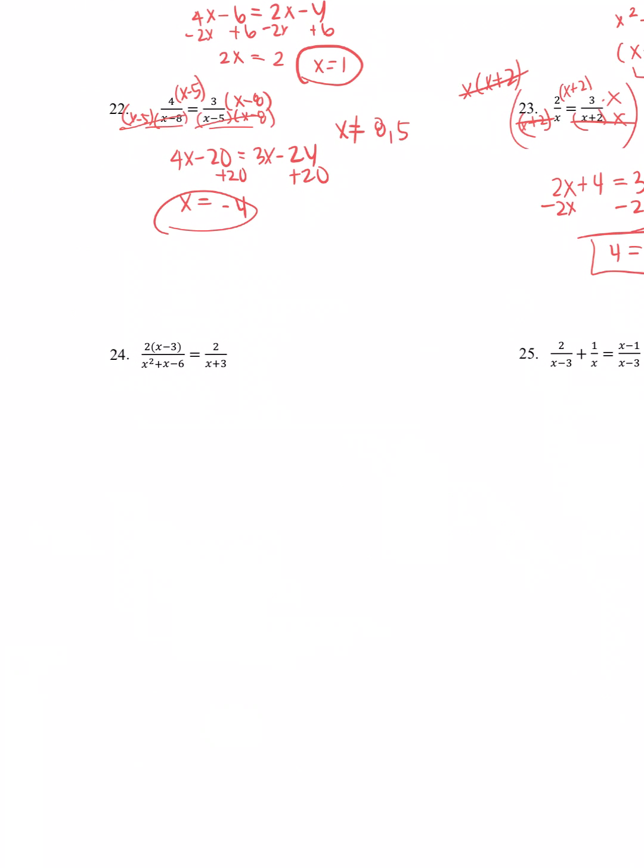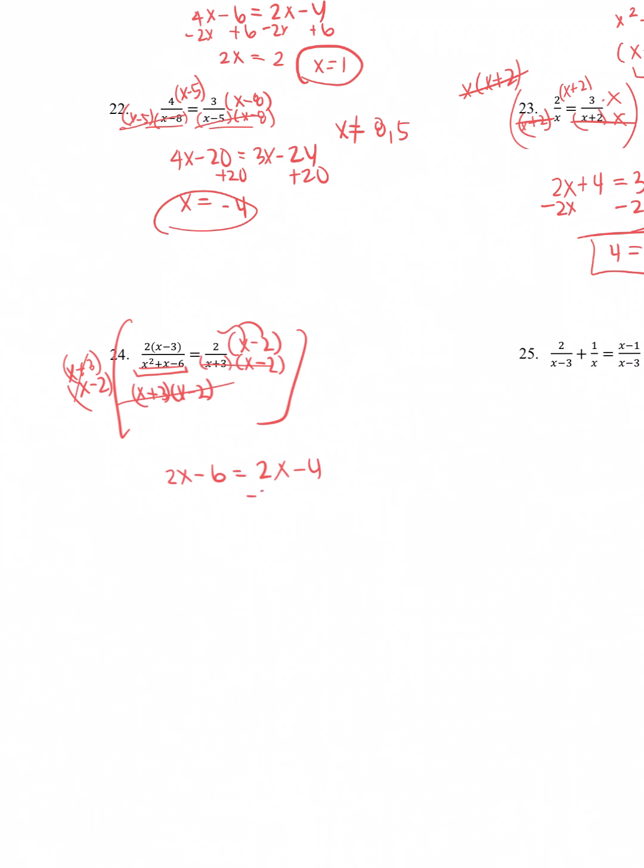Next one, it's all factored except for this part, so I have to factor this into x plus 3 and x minus 2. And now you can see that my common denominator is only going to be multiplying this one by an x minus 2. So now, of course, I can multiply that away. So that's gone. That's gone. Now I have a 2x minus 6 equal to a 2x minus 4. And watch what happens when you subtract the 2x from both sides. They're gone, and I'm left with a statement that is not true. Therefore, there is no solution.